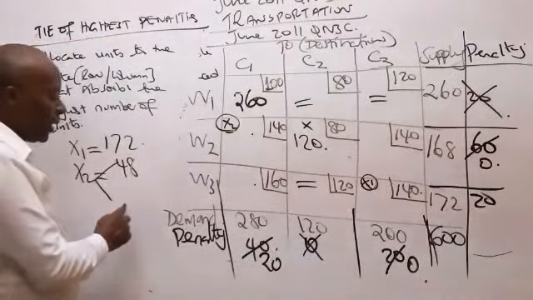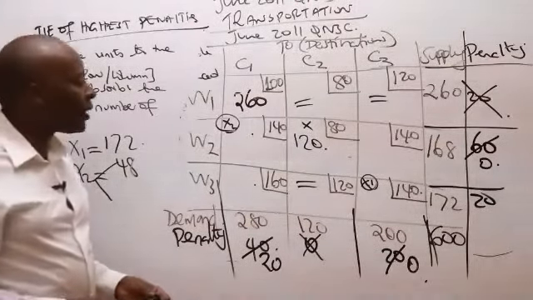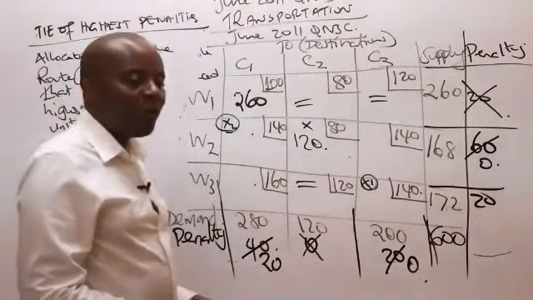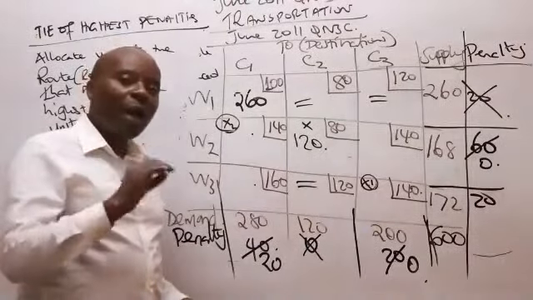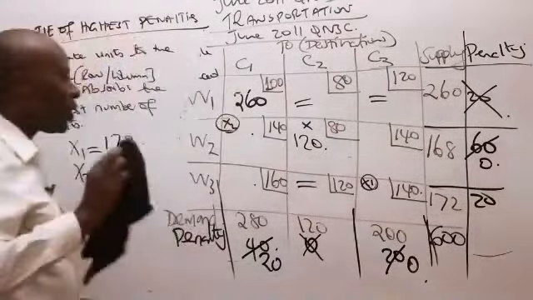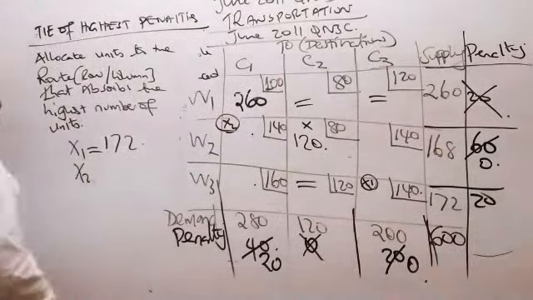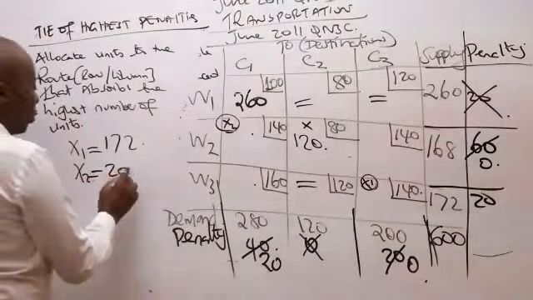That gives me 20. And of course, for balancing figure, ladies and gentlemen, normally there is no two ways about it. For my big cells, I'll always endeavor to work with the smallest balancing figure. So in this case, X2 can't take 48. X2 at the end of the day will end up taking 20.